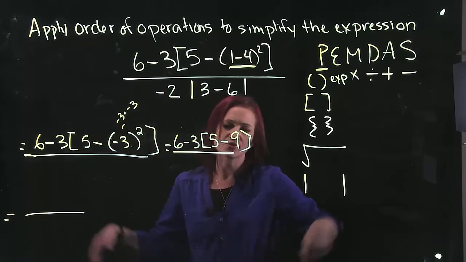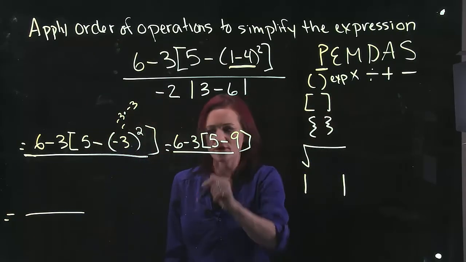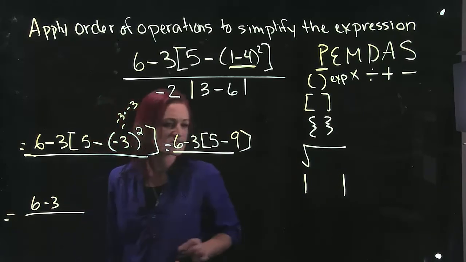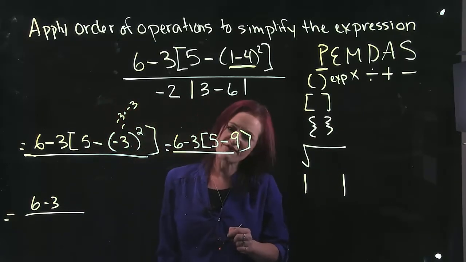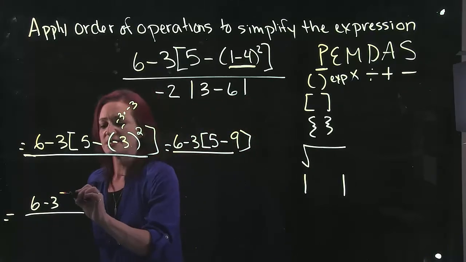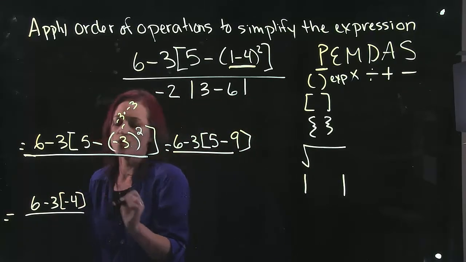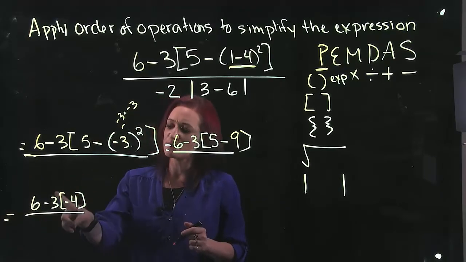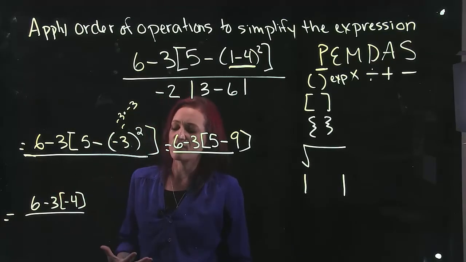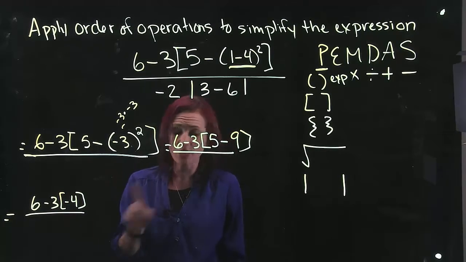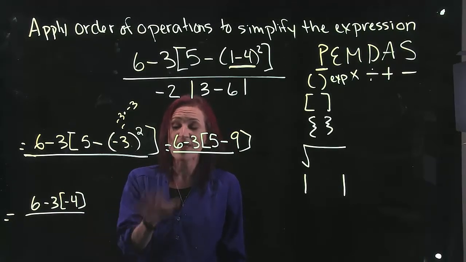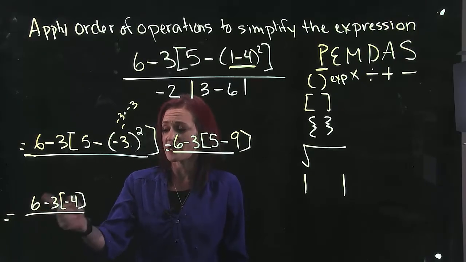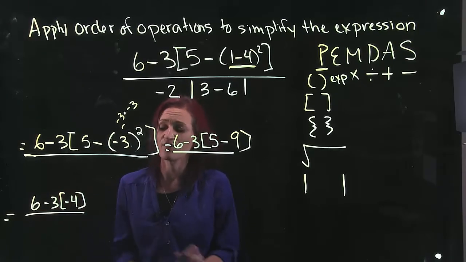We have 6 minus 3, and we still have our brackets here. So let's go ahead and wrap up these brackets. Inside these brackets, we have 5 minus 9, which is a negative 4. Now, after we've done that, notice what we have here. 6 minus 3, bracket, negative 4. And all we have is a single number inside these brackets. And when that happens, this turns into a multiplication. This is 6 minus 3 times negative 4.